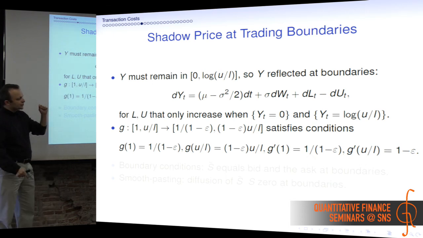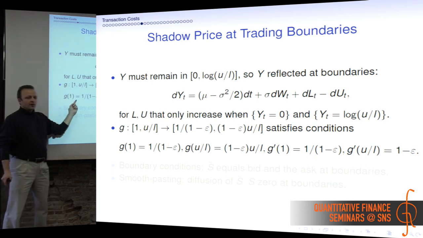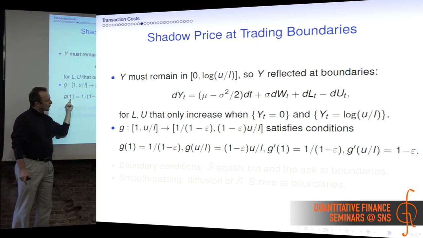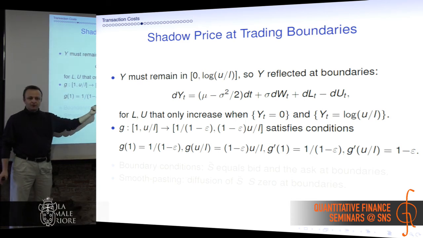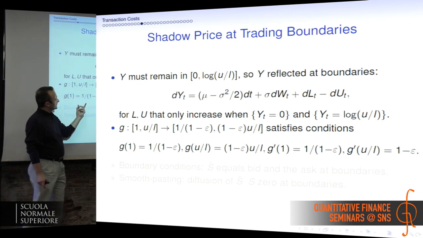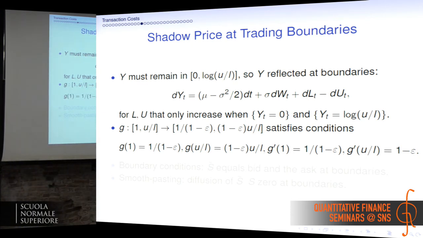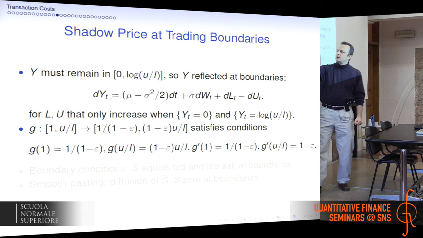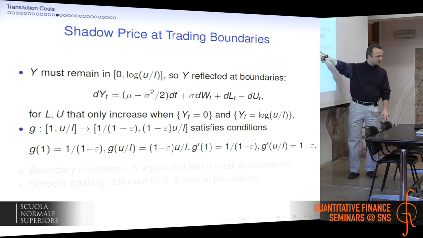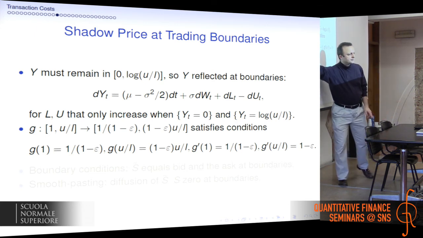So the diffusion of g of e to the y divided by e to the y must be 0 at level 1, and it must be 0 also at level 1 minus epsilon. And when you write these two conditions, you get these two pairs of equations. So g of 1 must be this, and the g prime of 1 must be this, which is the diffusion condition. And the same goes for the other boundary.